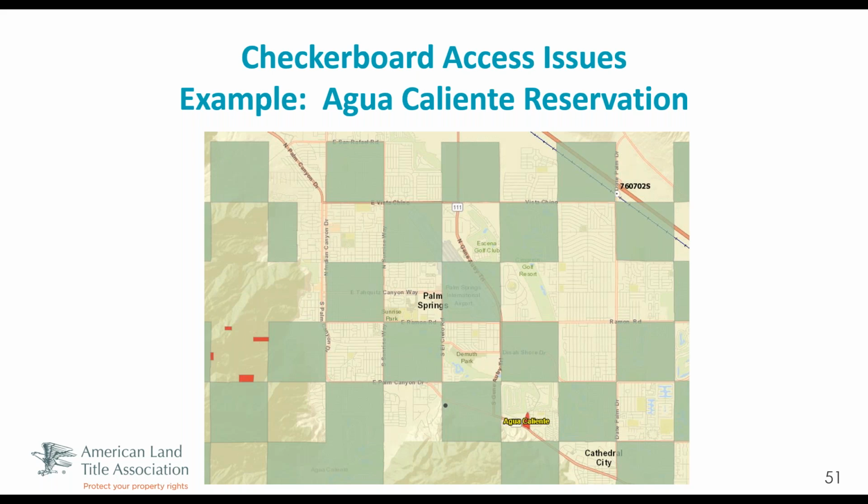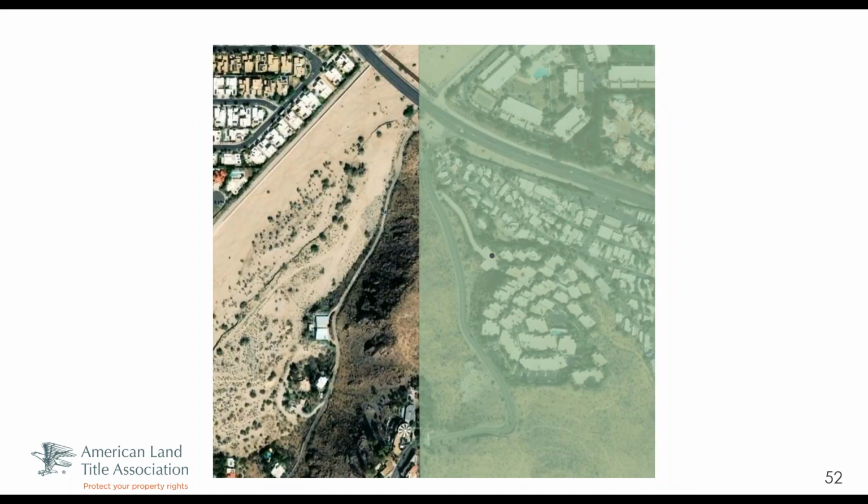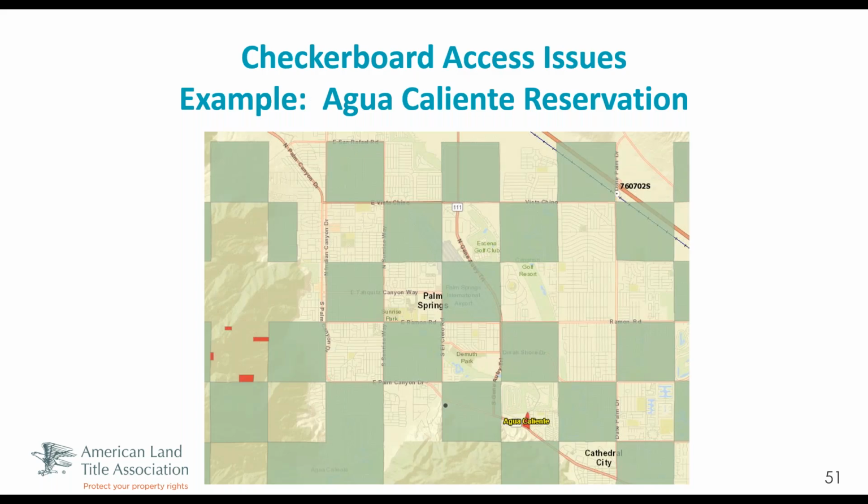But then also, if you look at the next slide, on slide 51, the checkerboard also was created when reservations were created. In some instances, this example is the Agua Caliente Reservation in Palm Springs, California. When this reservation was created, somebody came up with the idea that every other section should be Indian land. So you literally have Indian land, non-Indian land, Indian land, non-Indian land, literally a checkerboard here.